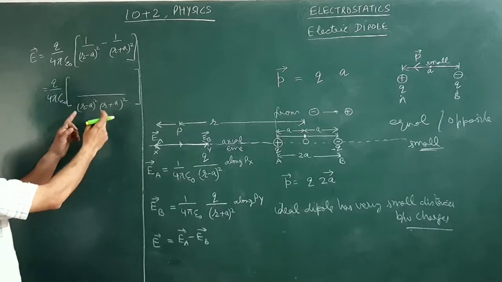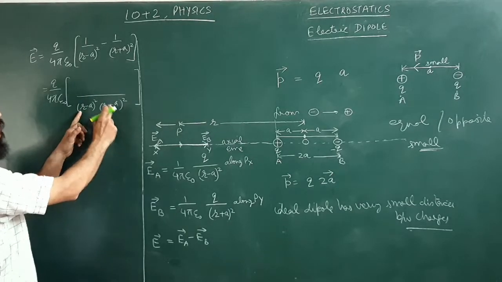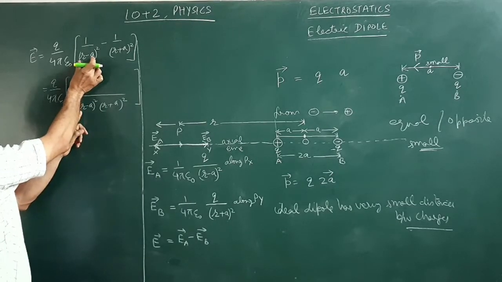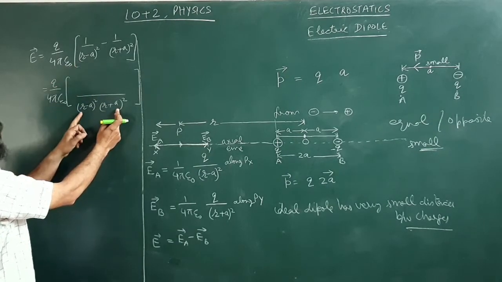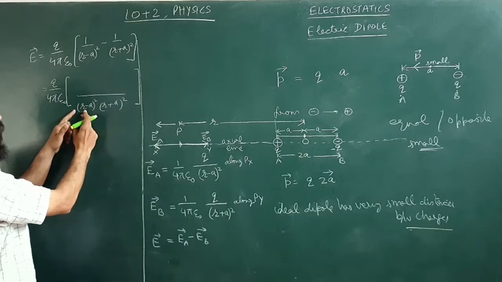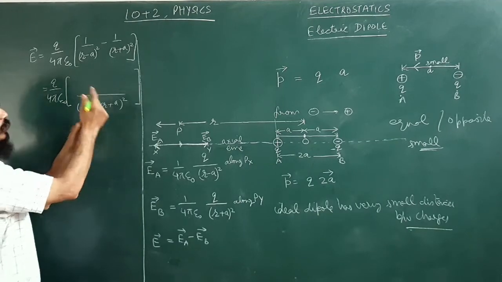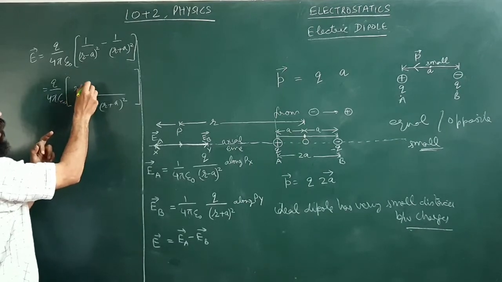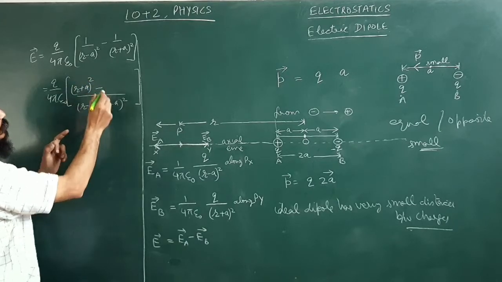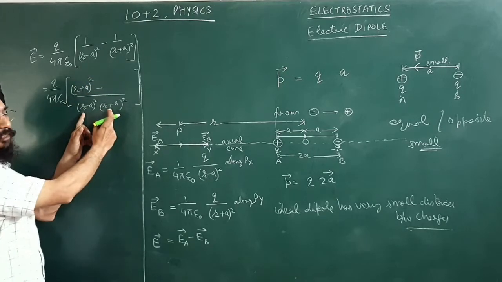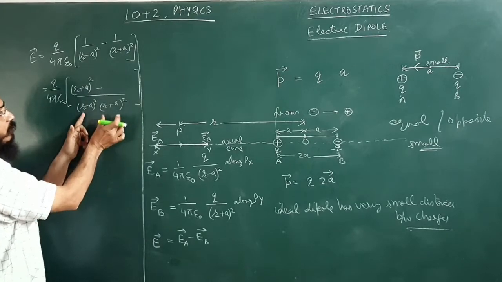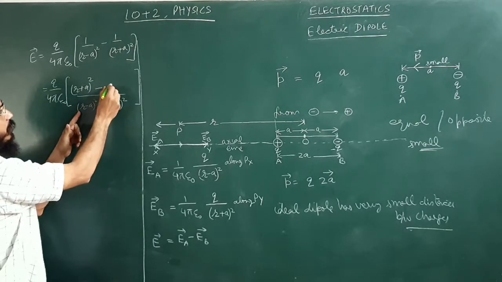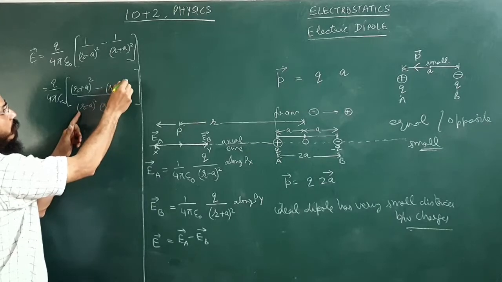Now this is the LCM. Divide the LCM with this denominator. When you divide this LCM with this denominator, the r minus a term will be cancelled. What is left is r plus a. So r plus a whole square comes here, minus. Again divide the denominator with r plus a whole square. The r plus a whole square terms will cancel with each other and the r minus a whole square term comes here.